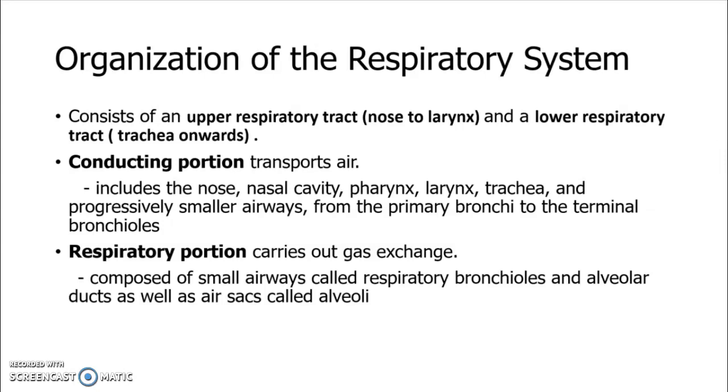And you labeled some of these things on the last diagram. The diagram in your notes here has a little bit more detail to it, and we will talk about some of the individual parts going forwards. So the respiratory portion carries out gas exchange, and that is composed of the smallest airways called respiratory bronchioles and alveolar ducts, as well as air sacs called the alveoli. And we will look at those images in just a second.